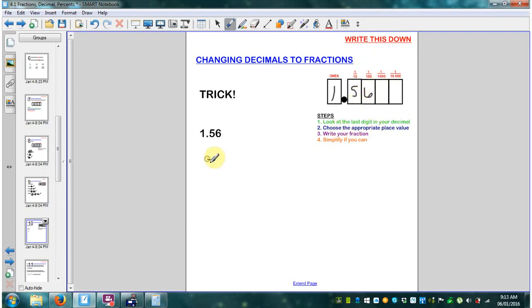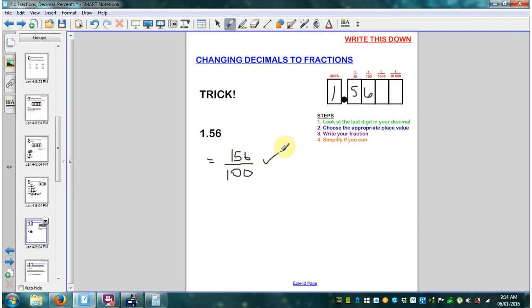So we know that there's 100 on the bottom because of this little trick. And then we just write our fraction. We start at our last digit and we write it backwards until we get to all zeros. So we go 6, 5, 1. 156 over 100.